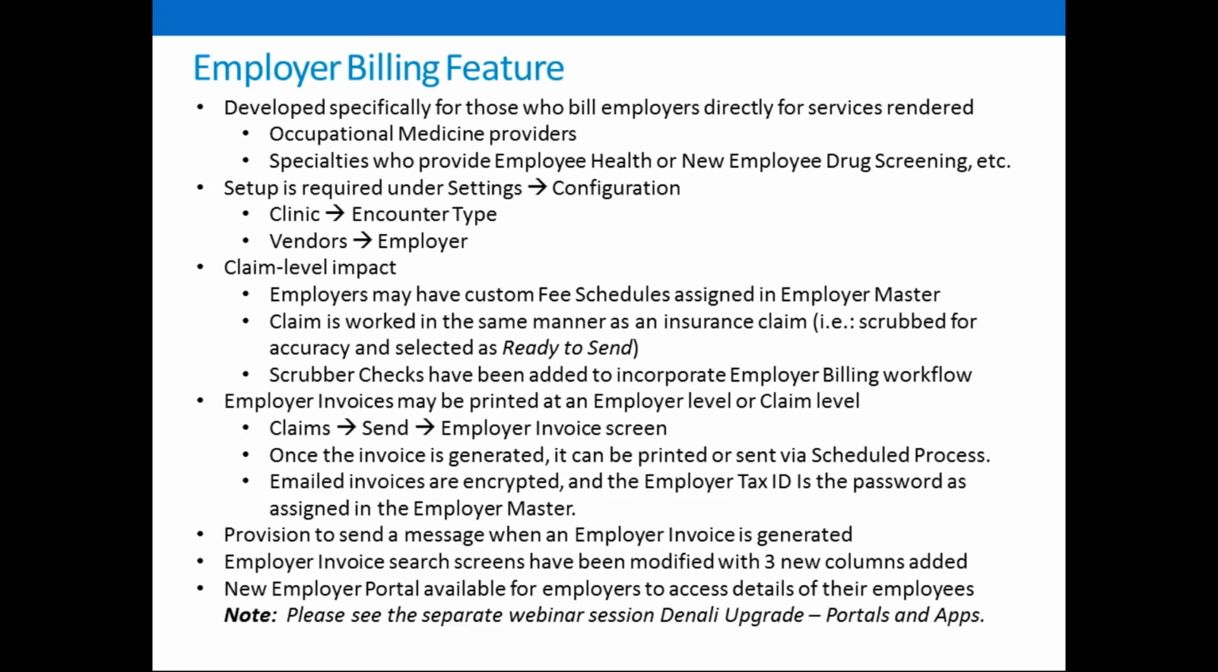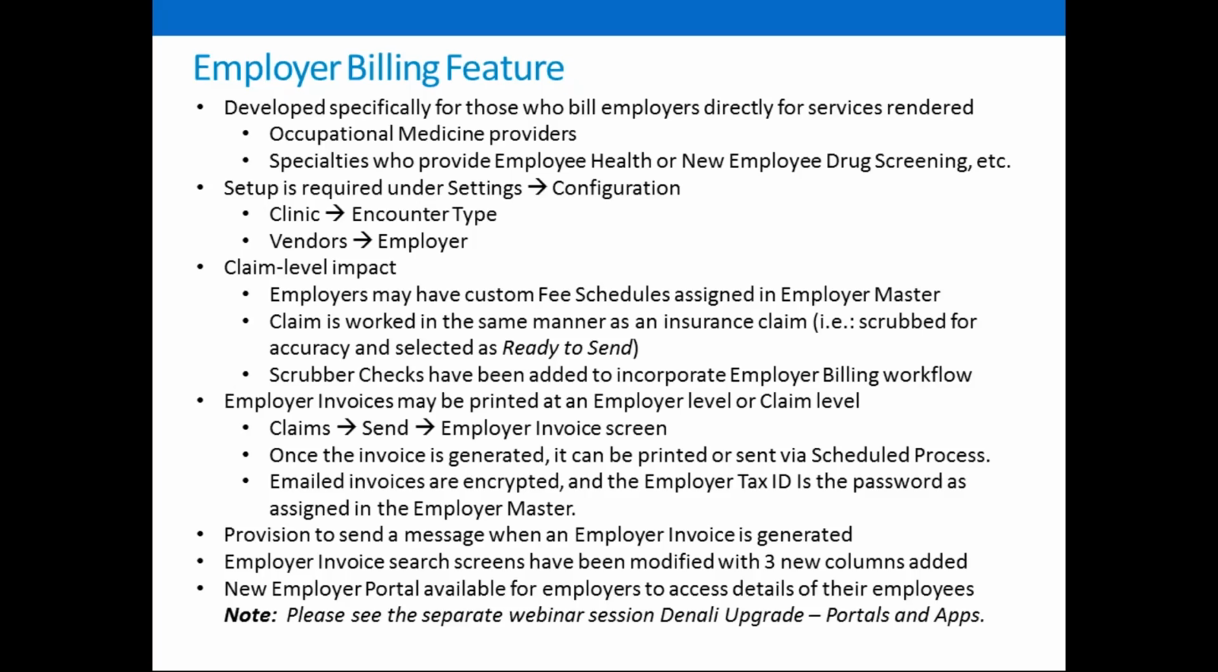So that is why there are specific encounter types required. The impact then at the claim level is each employer can have a custom fee schedule, which would be predefined in the employer master vendor, or by default, it will use your usual and customary fees. As a biller, you mechanically work the claim in the same manner as an insurance claim, meaning there will be scrubber checks that you can define. You will still validate all the data and then mark it ready to send. So we have added new scrubber checks specifically for employer billing requirements.